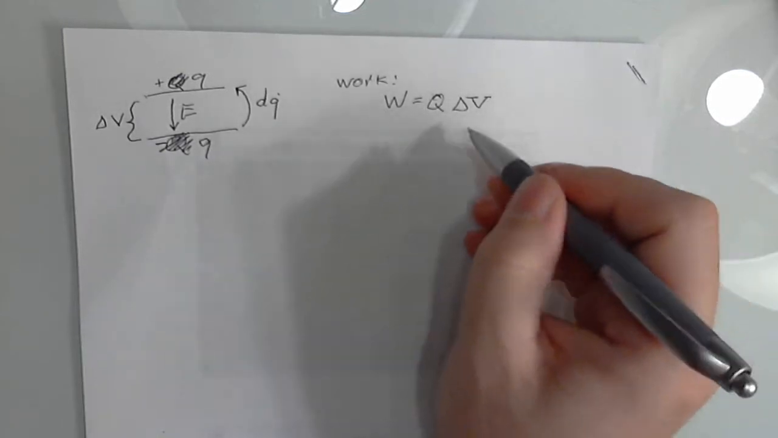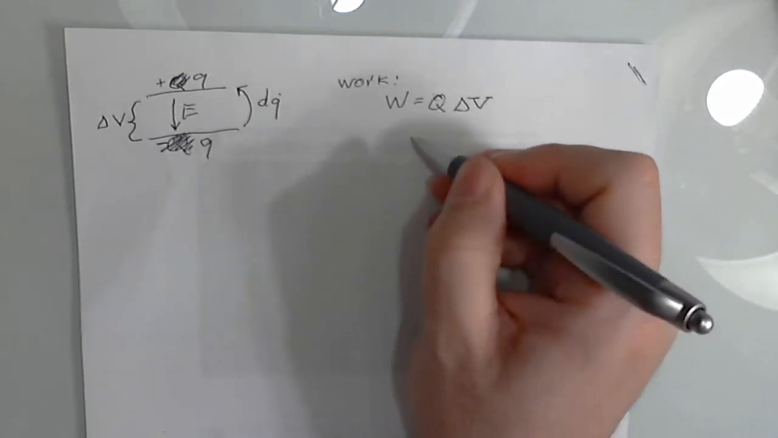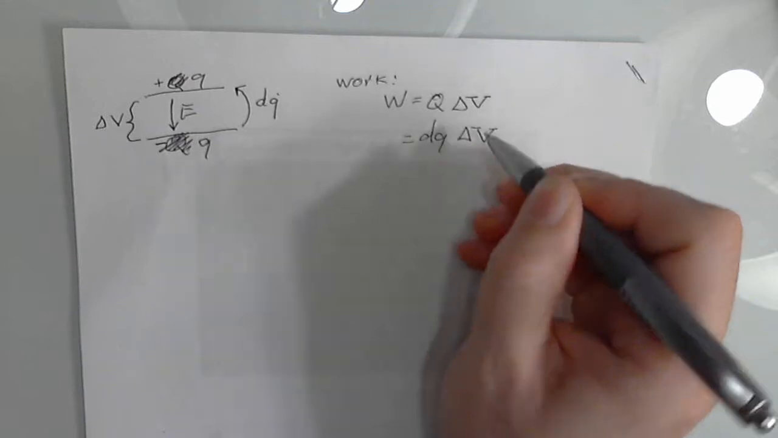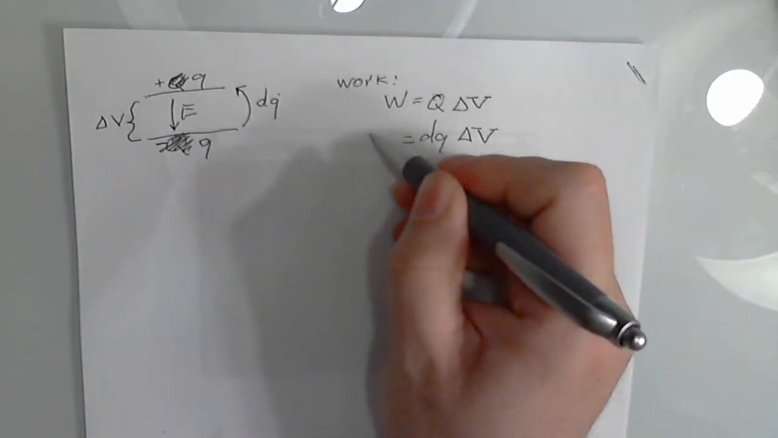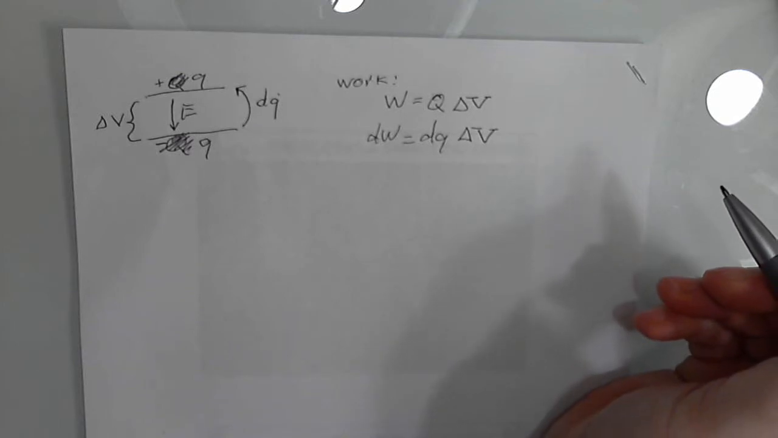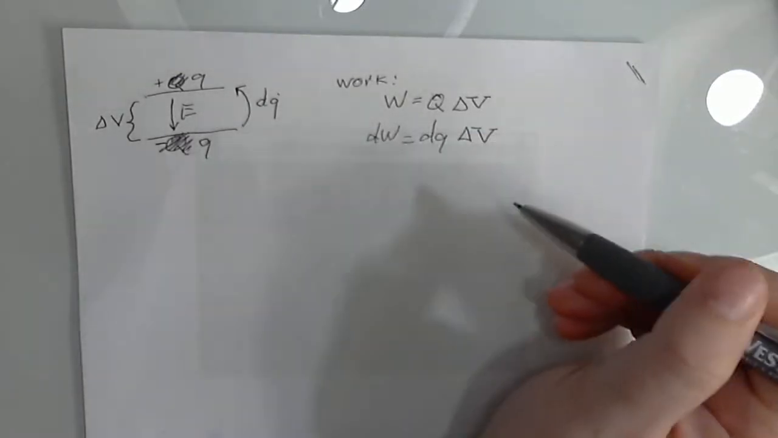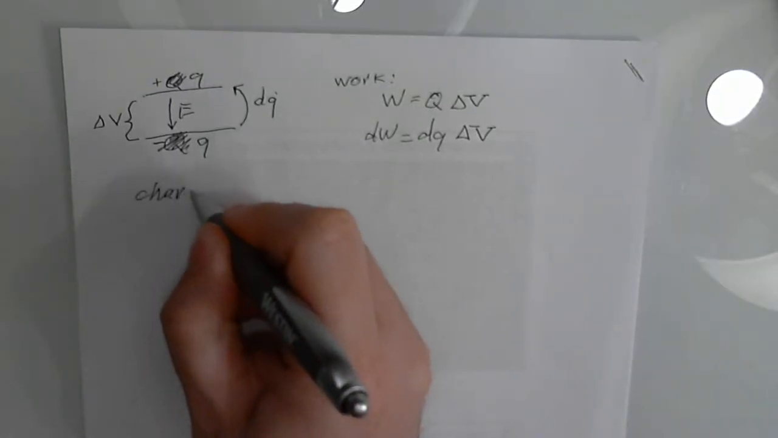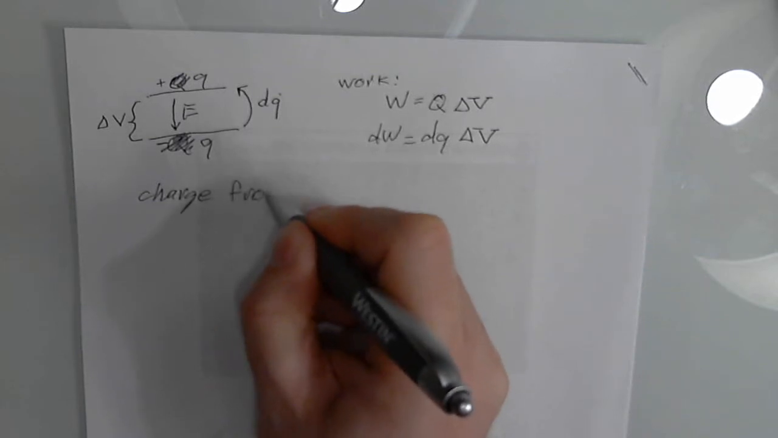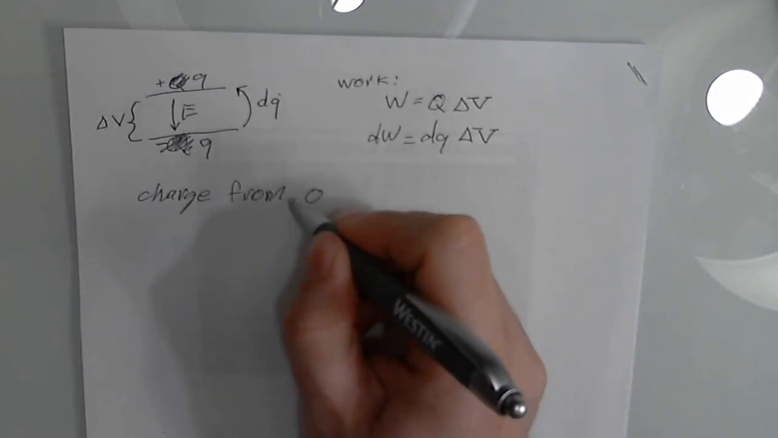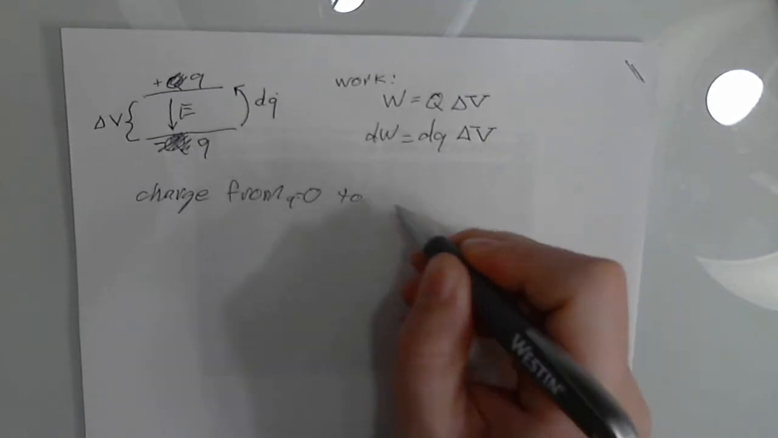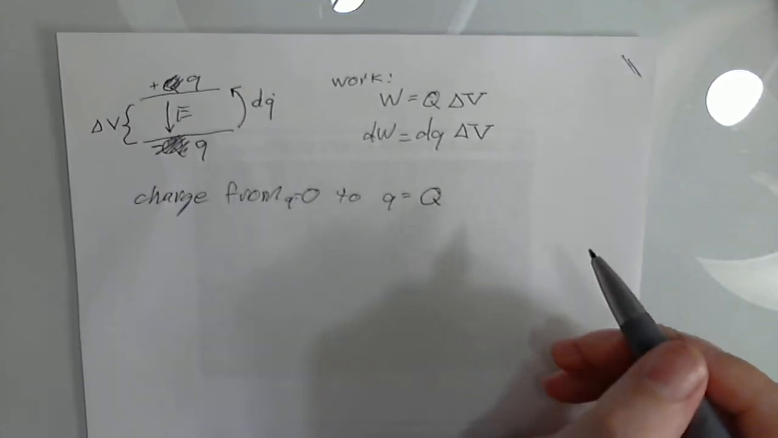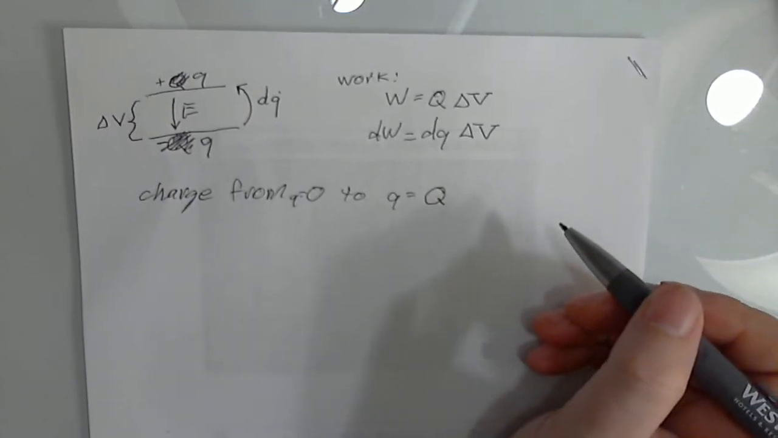Now in our case, we have not some big charge, but a little bit of charge dq which is moving. And that's going to result in a little bit of work being done, which we'll call dW. So every time I move a little bit of charge, it takes a little bit of work. And now what I want to do is imagine charging the capacitor from q equals 0 to q equals some final charge, which I'm going to call big Q. Okay, so we're charging it up to maximum, whatever that maximum might be.